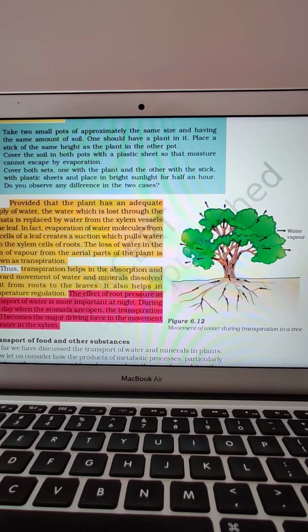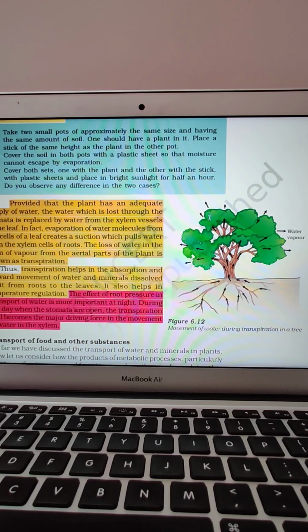And this is why the root pressure generated in a small plant is sufficient to transport water up to the leaf, and small plants do not have any particular transport system. But root pressure alone cannot raise the water in tall trees up to the leaf, and so they have a proper transport system. So this is about the root pressure and how it is created.